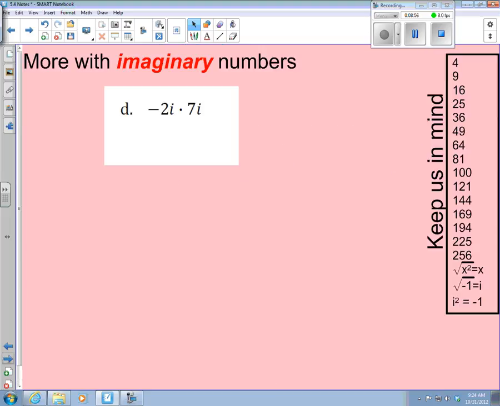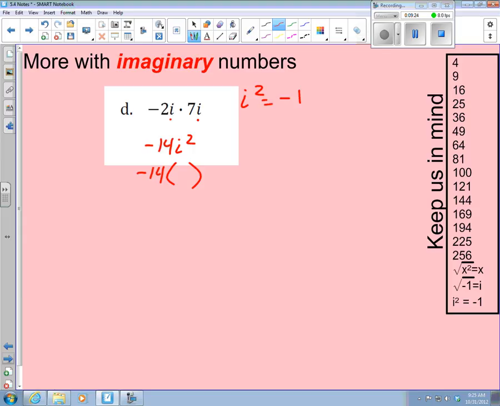I want to show you this one. Multiplying two imaginary numbers. There is no square root. But I know this i is the square root of -1, and this i is the square root of -1. How we multiply these two is simply this. You multiply the -2 times the 7, that's -14. And just like variables, you multiply the i times the i. i times i is i squared. So I end up getting -14 times, well, I know this, i squared is equal to -1. So I end up getting positive 14.